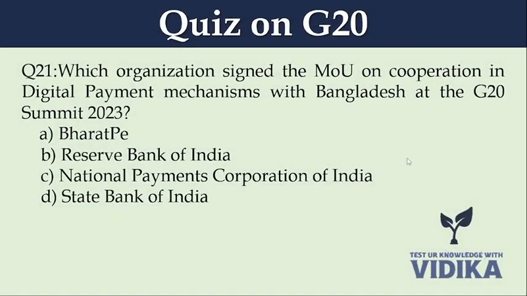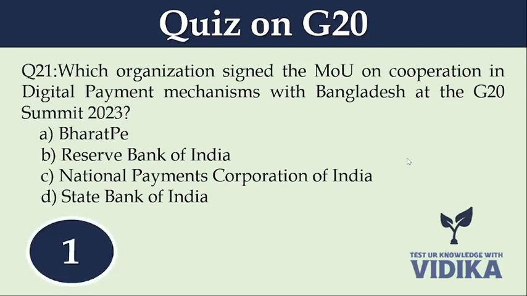Which organization signed the MOU on cooperation in digital payment mechanisms with Bangladesh at the G20 Summit 2023? Option A, Bharat P. Option B, Reserve Bank of India. Option C, National Payments Corporation of India. Option D, State Bank of India.